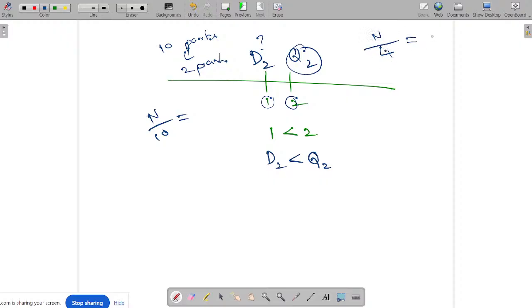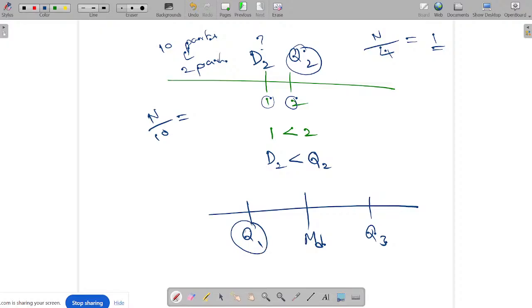In this line, this is my median, this is my quartile 1, this is my quartile 3. Quartile 1 means 25%. Decile 2 means 20%. 1 part is 10%, 2 parts means 20%. So here I'll have the relation D2 less than or equal to Q2. You just chew over this concept, else I'll help you out.